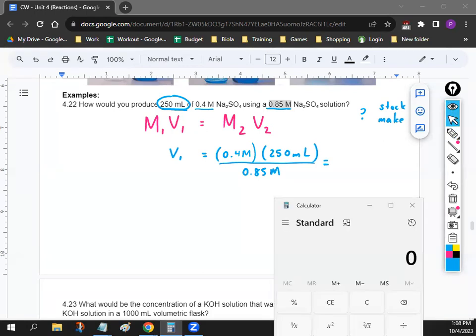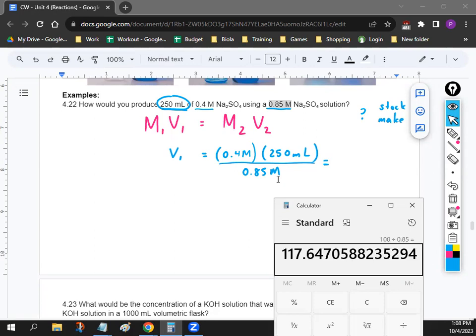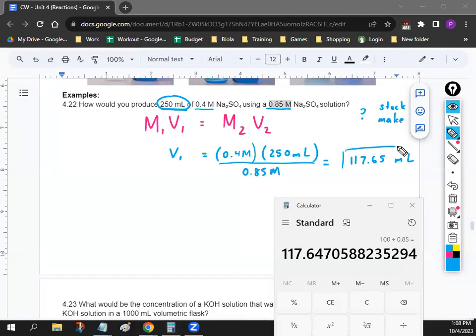Take 30 seconds. Okay, so we're going to get 0.4 times 250 divided by 0.85. That'll give you 117.65. Everybody got that? Okay, 117.65, and the correct unit of measurement is milliliters.